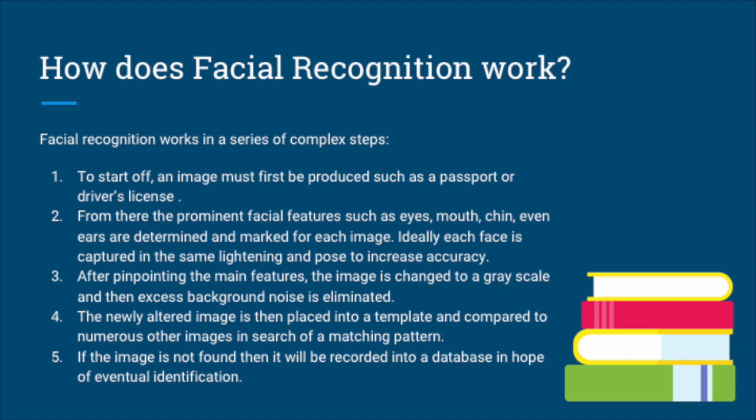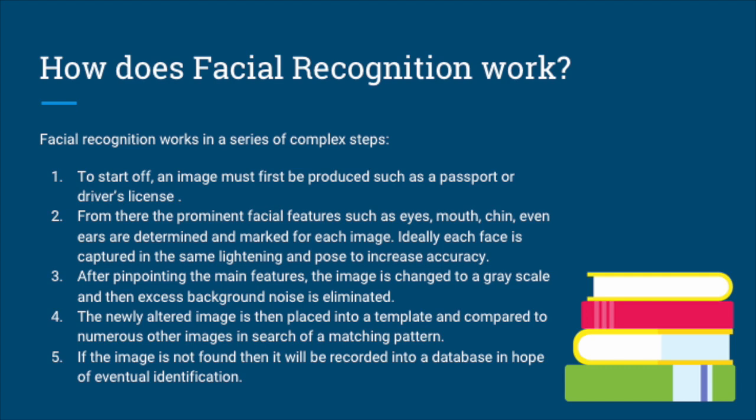How exactly does facial recognition work? Facial recognition works in a series of complex steps. To start off, an image must first be produced, such as a passport or a driver's license. From there, the prominent facial features such as eyes, mouth, chin, even ears are determined and marked for each image. Ideally, each face is captured in the same lighting and pose to increase accuracy.